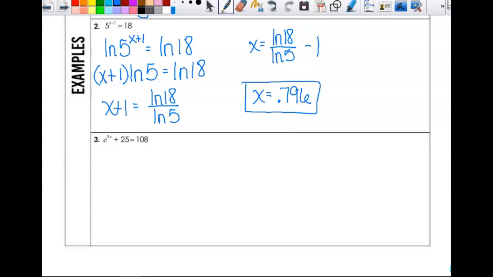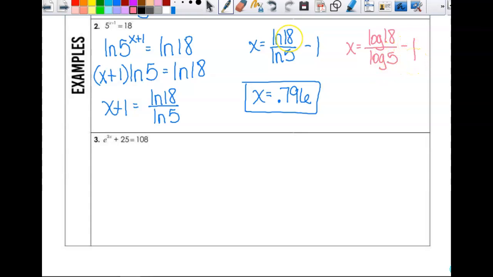All right, so I want you to do one more thing on this one. Because I had a good question after we had moved on last period and came back, like, why do we use the natural log on this one? Well, it doesn't matter. We could have used the common log. So I want you to also type in x equals log of 18 over log of 5 minus 1.